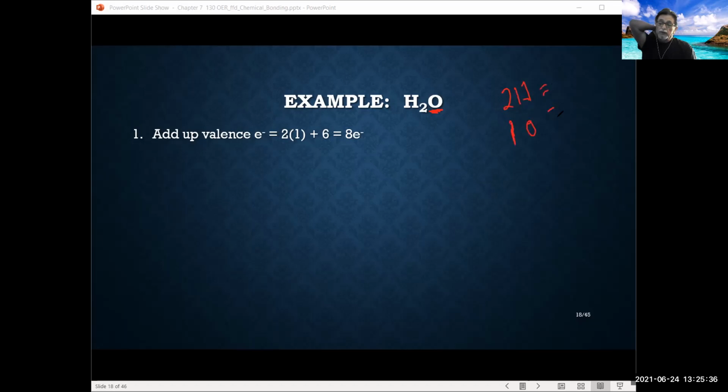And so if we go and look at the periodic table and find out where hydrogen is, you'll find it to be in the first column, 1A. That tells you that there is 1 valence electron for each hydrogen. And so it has 2 valence electrons that come.